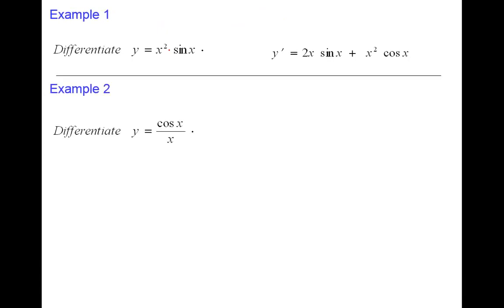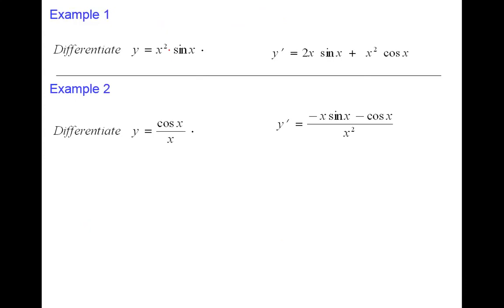Cosine of x over x. Similar things. Of course, we can't simplify, and I can't just differentiate the numerator and denominator. I have to apply the quotient rule. The derivative of cosine of x is negative sine of x times the denominator x, minus cosine of x times 1, because 1 is the derivative of the denominator, and all over the denominator squared.